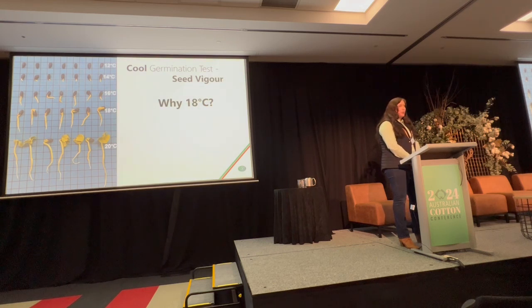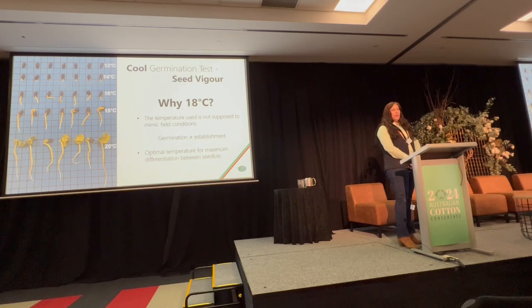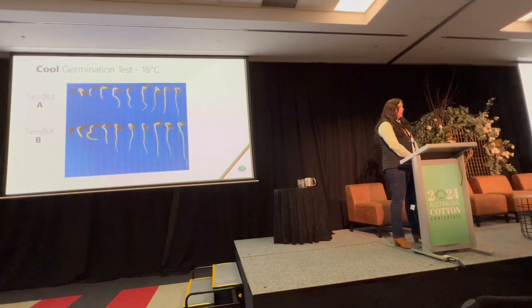If you have a look down the bottom, we've got the 20 degrees, where there's quite a bit more development, but there's insufficient stress at this point for us to differentiate between seed lots for vigour. So that leaves the 18 degrees as being the optimal temperature for differentiating between seed lots. So just to explain what I mean there by differentiating between seed lots, I've got an example.